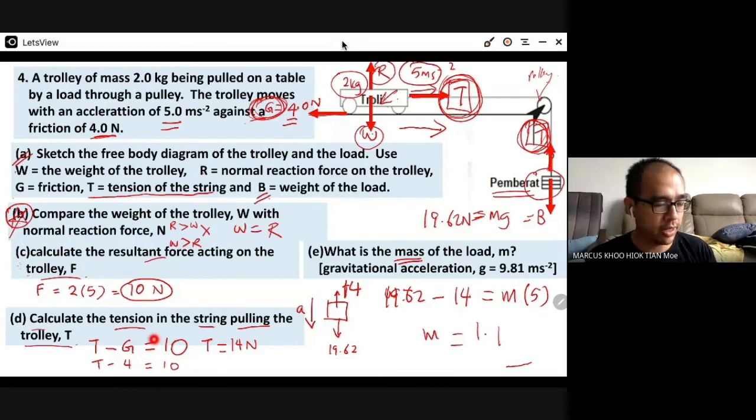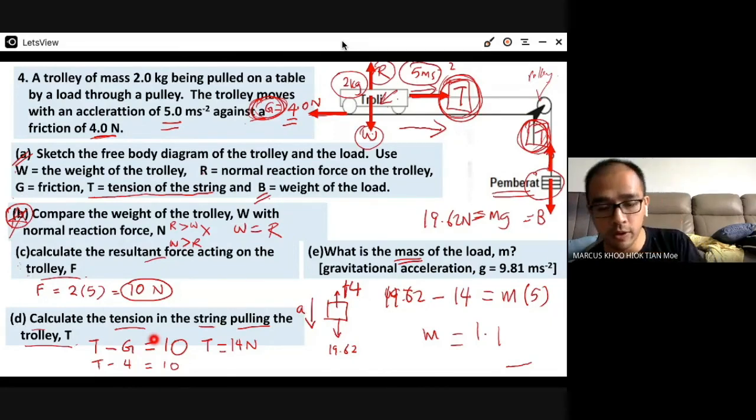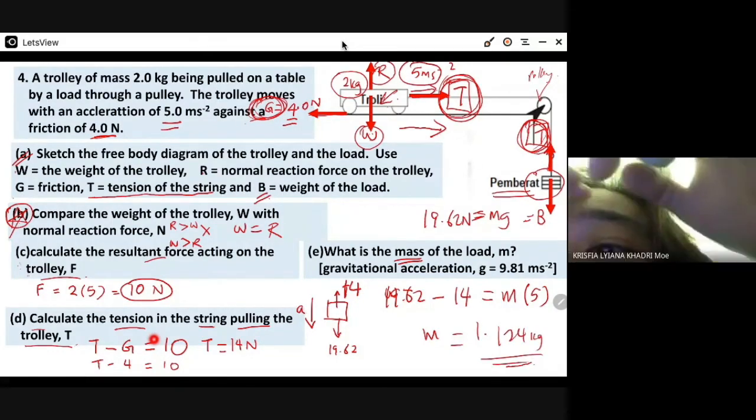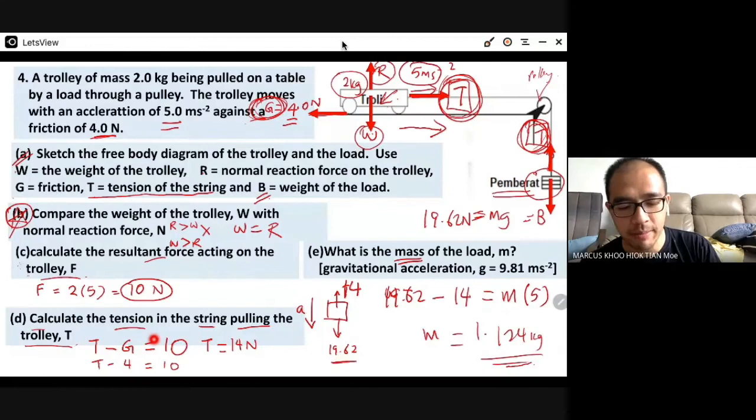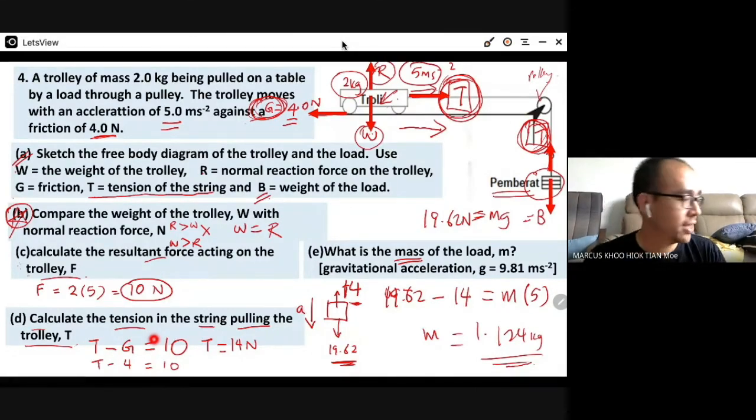I calculated wrongly. Minus 14 divided by 5. 1.124. Okay, yeah, maybe my writing is too tiny. 19 or 14? Sorry, 19. The one at the bottom here is 19.62. The one on top is 14. Okay, it's okay. No worry.